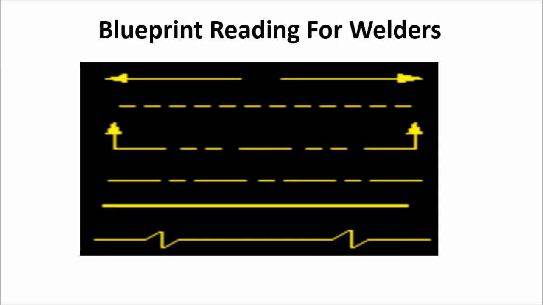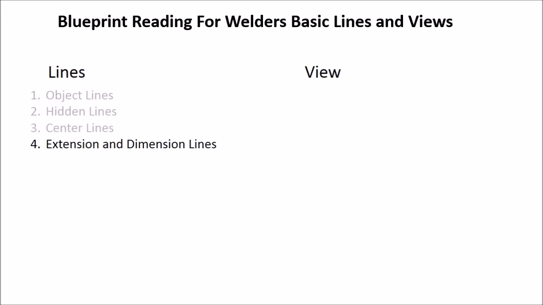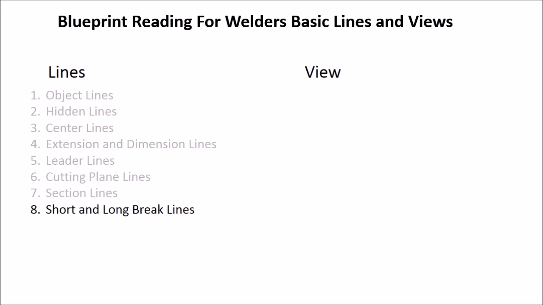And in these lectures we'll discuss blueprint reading for welders, and we will discuss the different types of lines and views associated with these blueprints. The first one we'll discuss is the object lines, then the hidden lines, center lines, extension and dimension lines, leader lines, cutting plane lines, section lines, short and long break lines, and then the phantom lines.